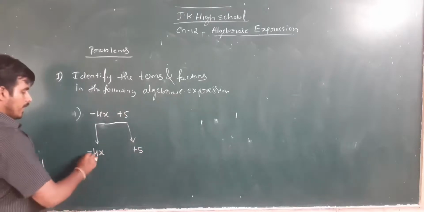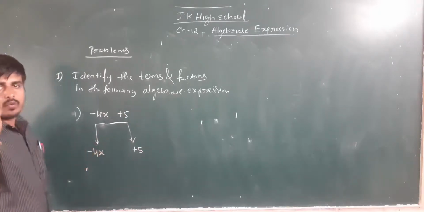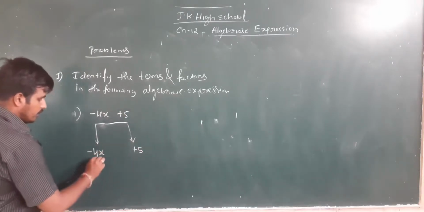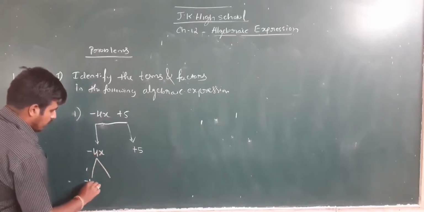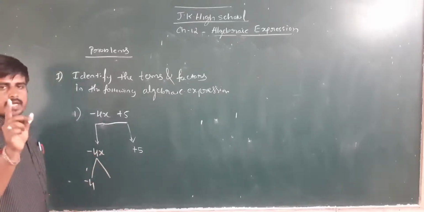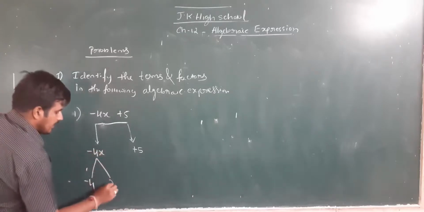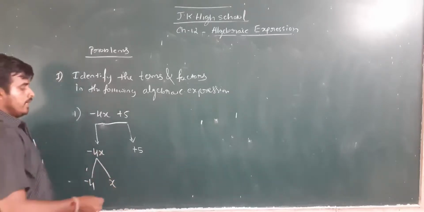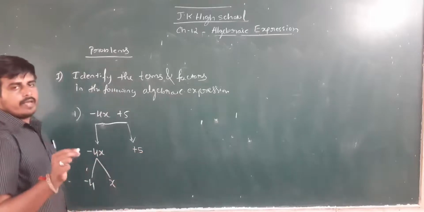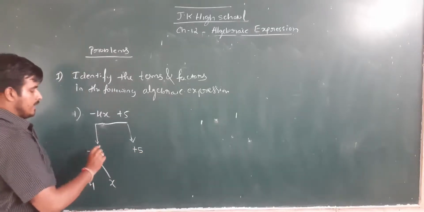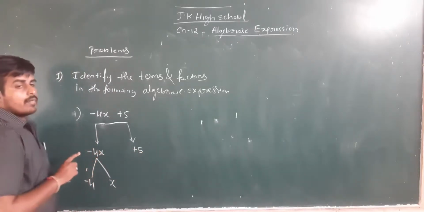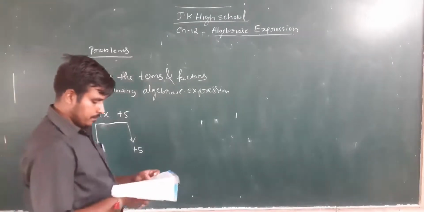Okay, minus 4x has 2 factors. What are those? Minus 4. Always keep the sign with the number only. Minus 4 is one factor, x is another factor, and plus 5 remains as it is. So it is an example of a binomial. Next one.